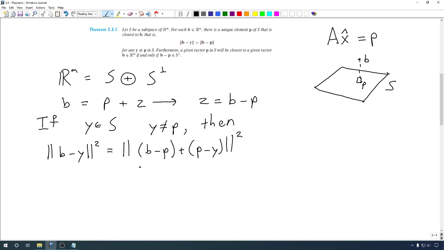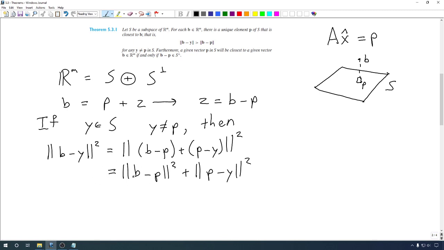And we had a Pythagorean law that said if we have two vectors that are perpendicular to each other, and we take the magnitude of their sum and we square that, it's the same thing as the sum of the squares of their magnitudes. You can just basically pull that apart.